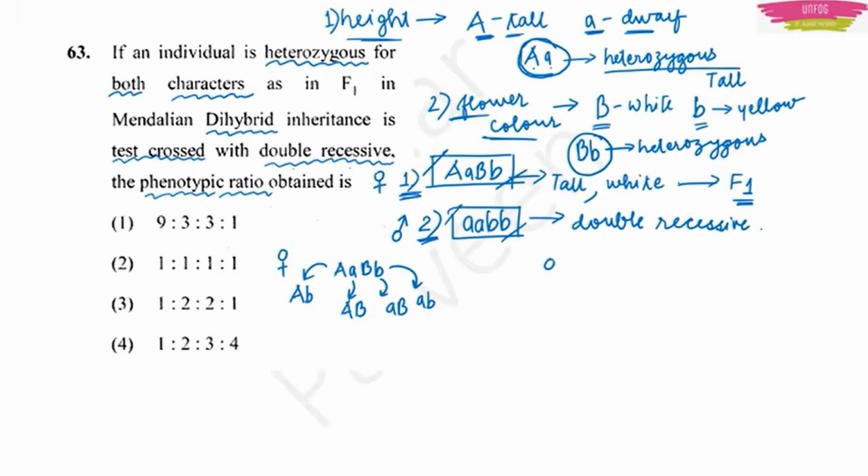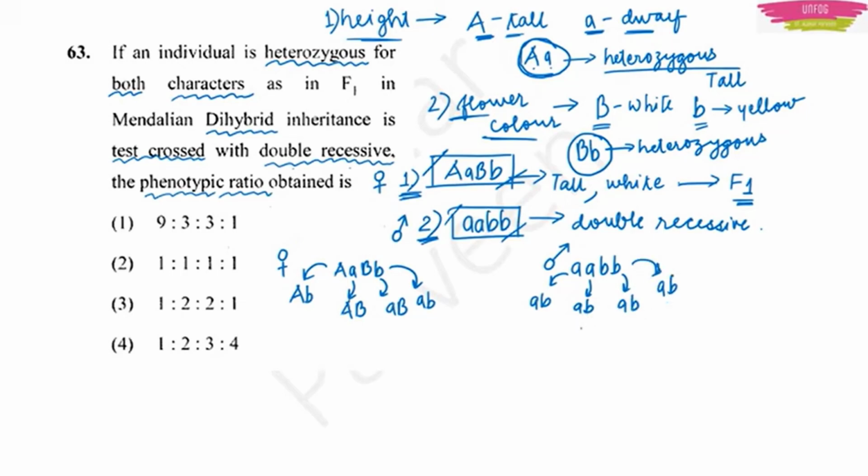Now we have to form gametes for the male parent also. So we have small a, small a, small b, small b. Four gametes we need to form, and they are all the same: small a, small b, small a, small b, small a, small b, small a, small b.